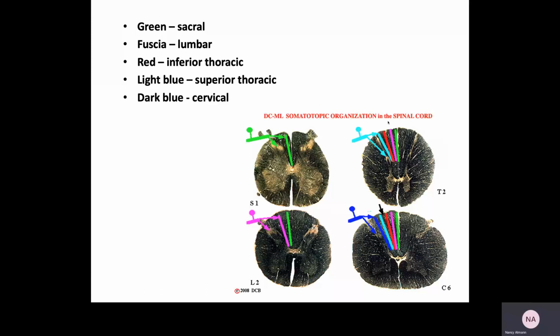This shows you what areas are going to be controlled by various parts of the spinal cord. Green sacral, fuchsia lumbar, red inferior thoracic, light blue superior thoracic, dark blue cervical. Really amazing and totally cool.